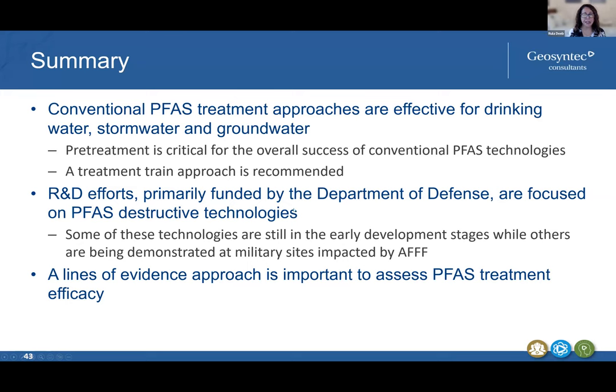R&D efforts primarily funded by DoD are focused on the next generation technologies, which are aimed at destroying PFAS. Keep in mind that some of these technologies are still in the early development stages, while others are currently being demonstrated at military sites impacted by firefighting foams. So definitely keep checking these ESCCP websites for updates on the performance and cost of implementing these technologies. And a lines of evidence approach is important to assess PFAS treatment efficacy, very critical.